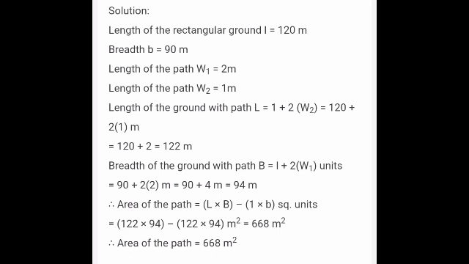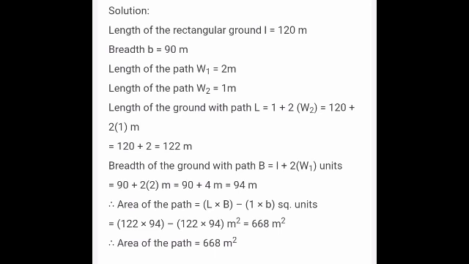Then the breadth of the ground with path. Breadth is equal to 90 meter. Path W1, that is 2 meter. 2 into 2 equal to what? 4. 4 plus 90, 94 meter. This is the breadth of the ground with path.